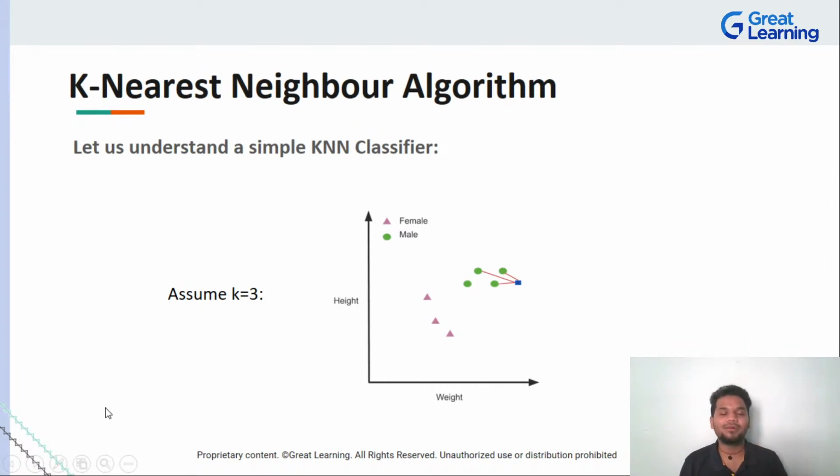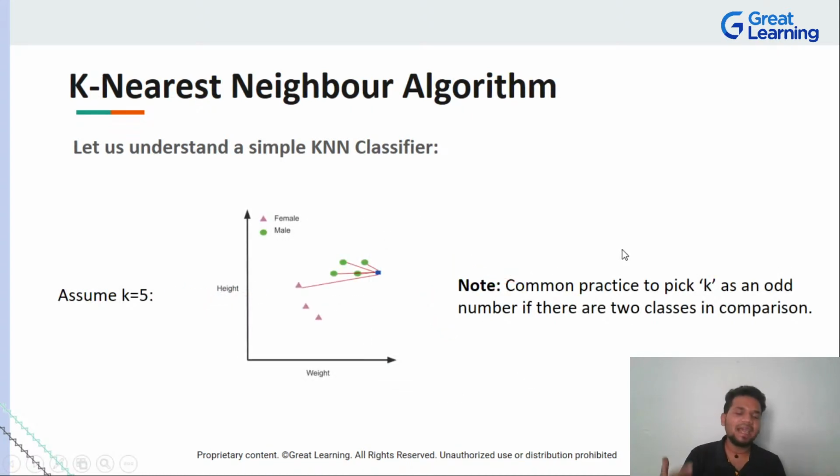It can be from 1 to infinite, right? So if we put K equal to 3, what we're saying is, hey, there is a new data member among us. Find me the nearest neighbors out there. So if you try to map straight lines to the nearest neighbors, you can see all the 3 nearest neighbors here are whom? They are guys, they are males, right?